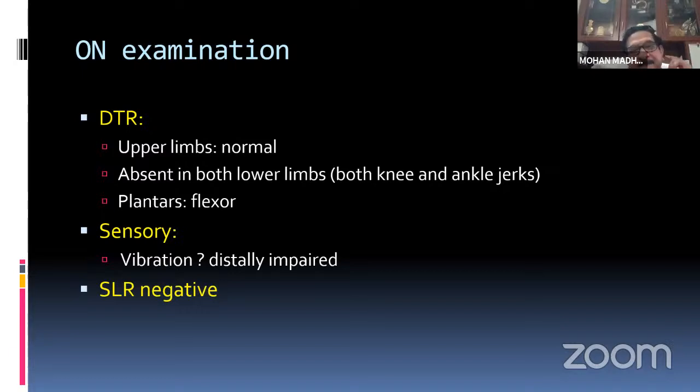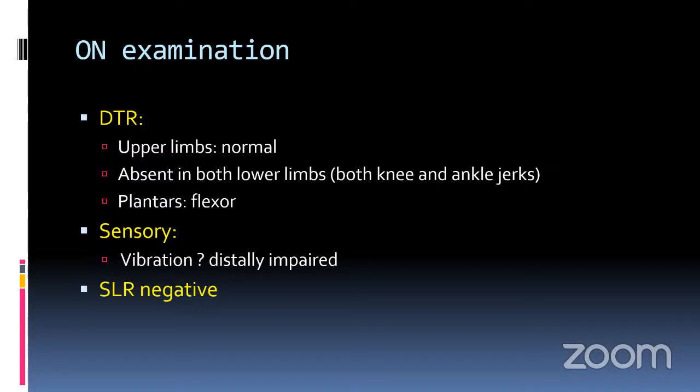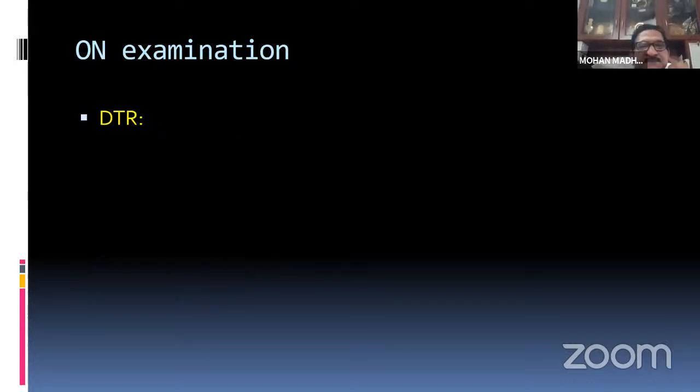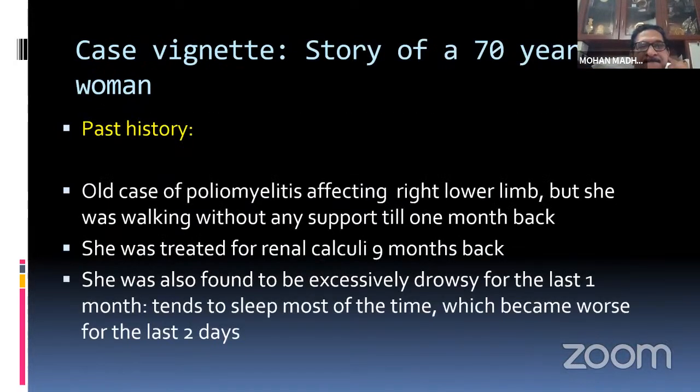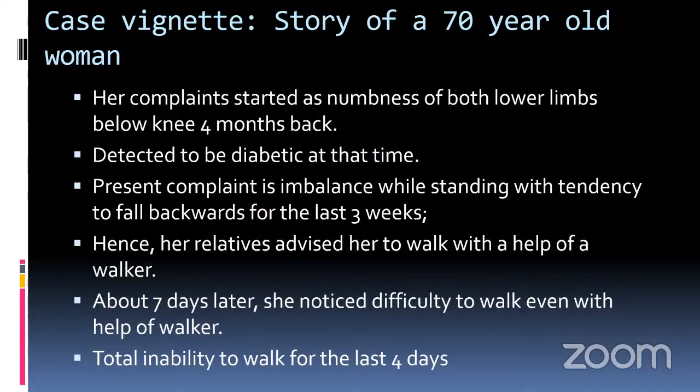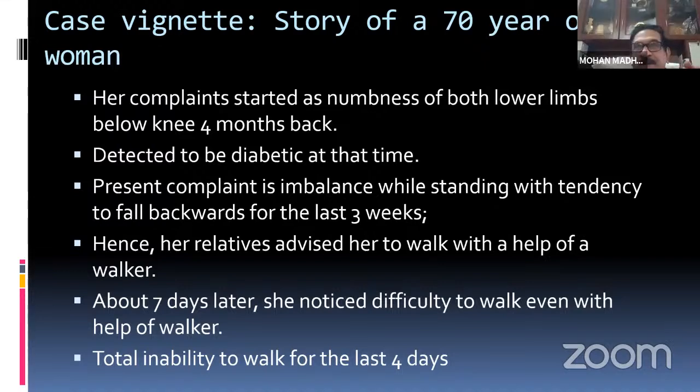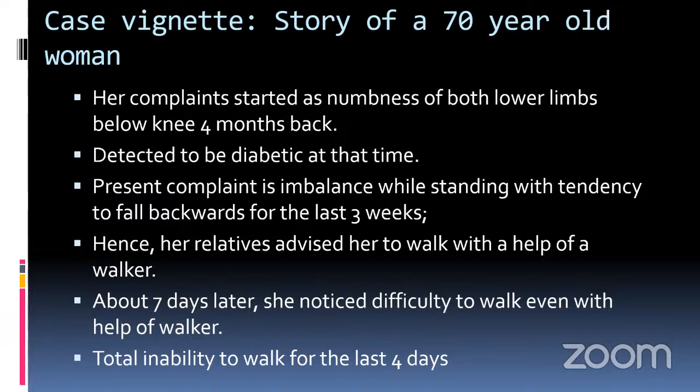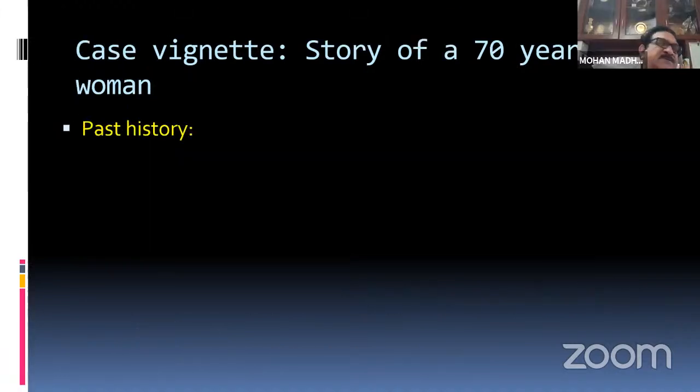Sir, can you show the history slide once again? Yeah, sure. Is there any truncal weakness? Imbalance probably because of the weakness. Sir, what is the cause of the drowsiness, then? She was drowsy for the first 2-3 days. Yeah. She has been drowsy for 1 month.